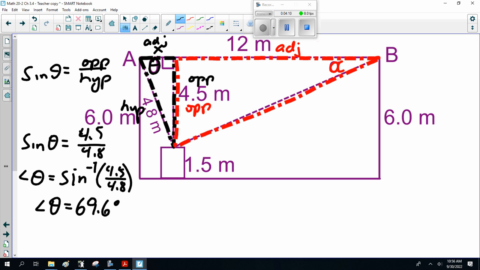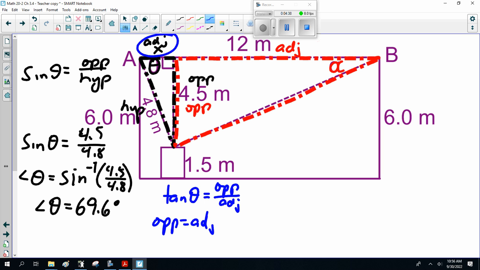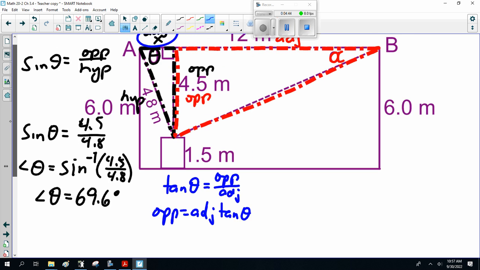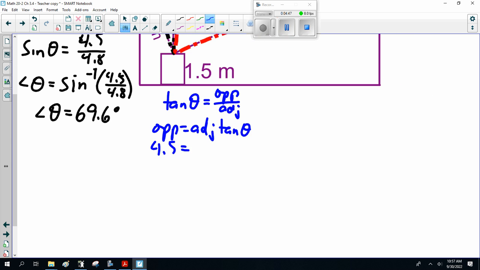Okay. Now, since I happen to know the opposite and the hypotenuse for angle theta, or the black triangle, I can use either one of them to help me with the adjacent. I feel like, I'll code this one, find the adjacent here. I'm going to use tan because I can. I haven't done tan in a while, opposite over adjacent. Now looking for the side length, it's adjacent, tan theta. The opposite is 4.5. Tan of 69.6.